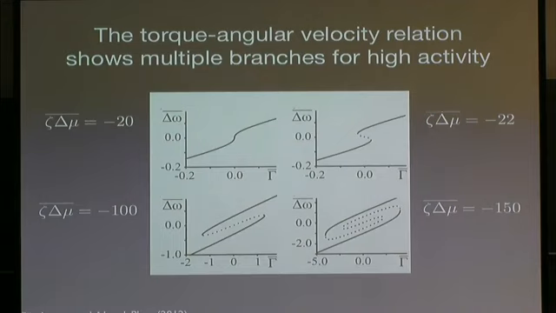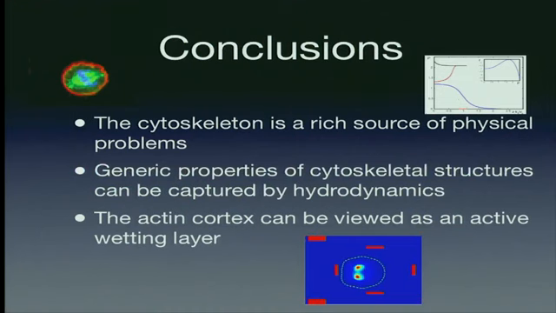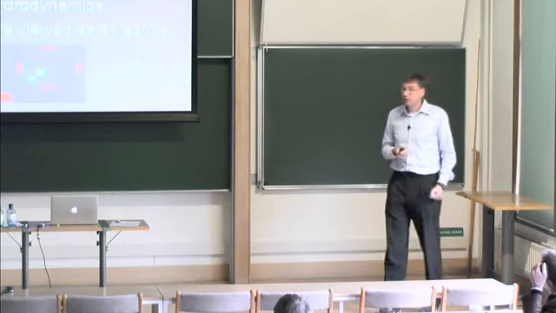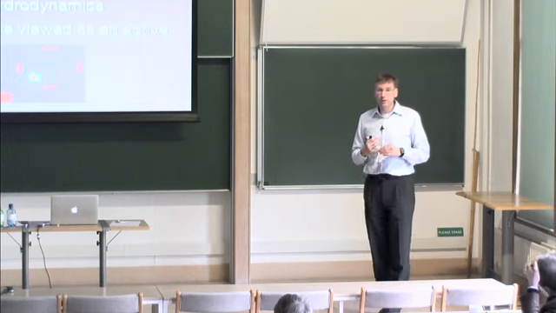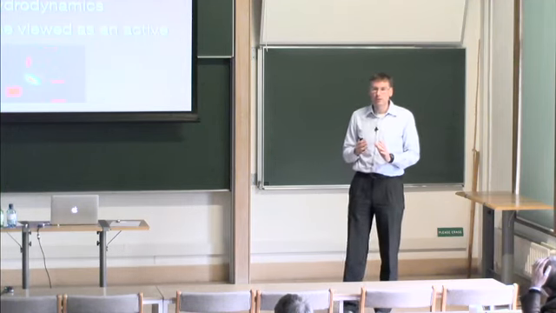Okay, and this is, I guess, what I wanted to tell you, just to summarize. So I hope that I could give you the impression that the cytoskeleton is really a rich source of many physical problems. You can address them on very different length and time scales, starting from problems that are really at the level of single molecules of the cytoskeleton up to really collective phenomena. We can capture generic properties of the cytoskeleton by this hydrodynamic description. I mean, you might wonder if such a hydrodynamic description is really applicable on the scale of a cell, right?